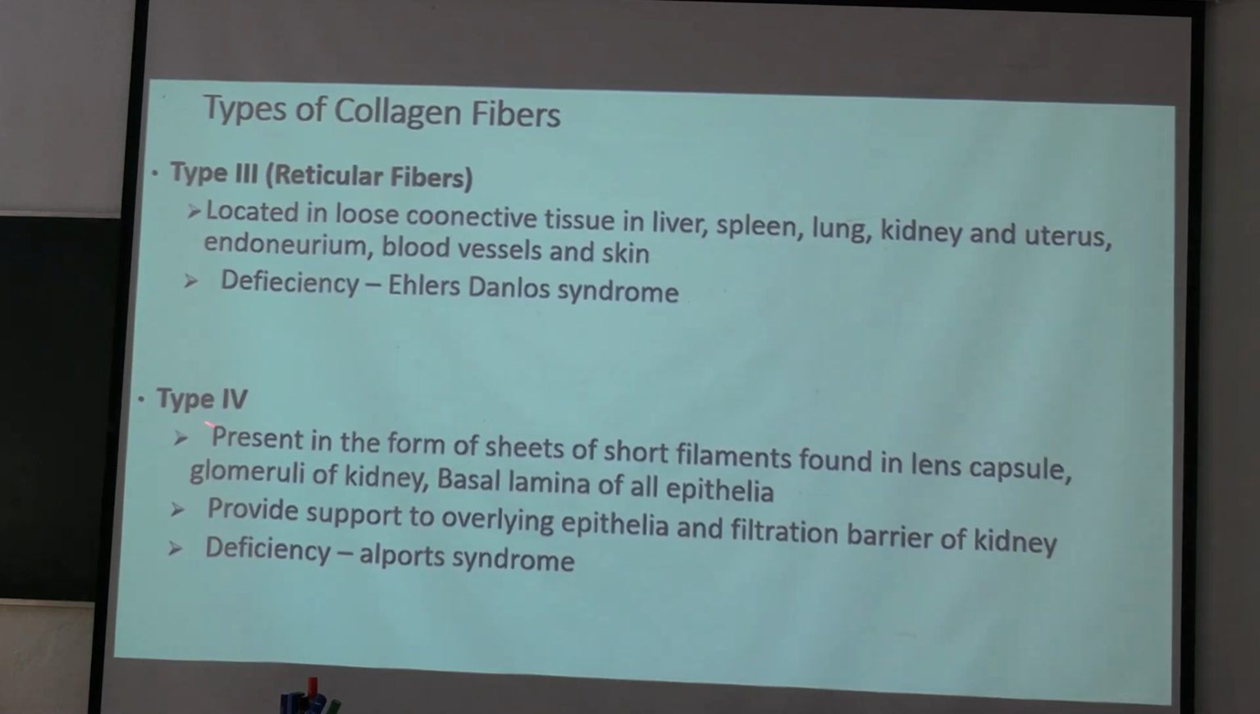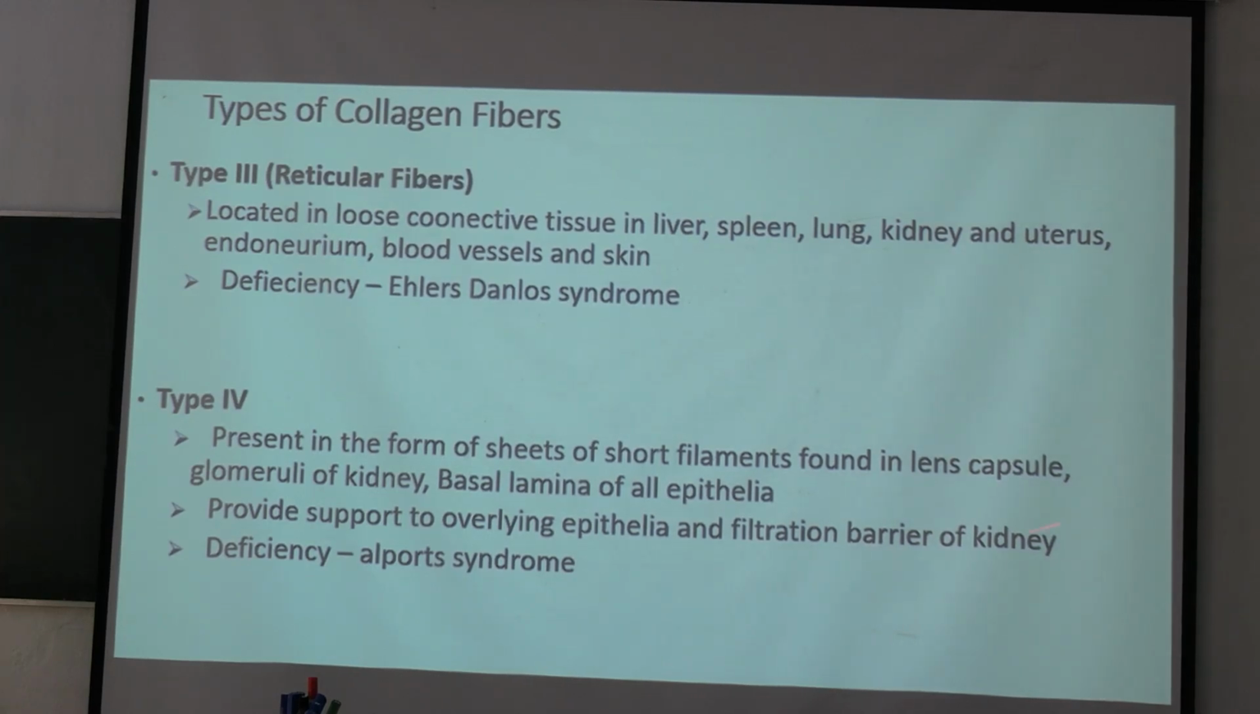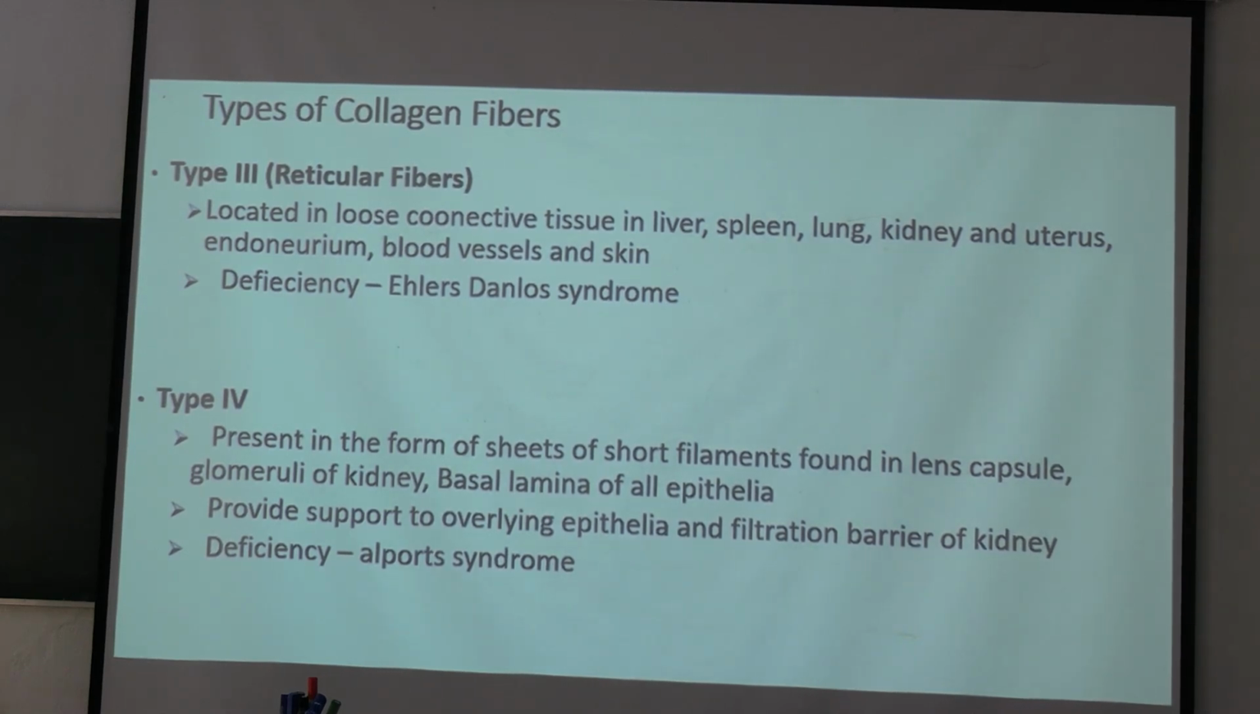Next we go to type 4, present in the form of sheets of short filaments found in the lens capsule, glomeruli of kidney and basal lamina of all the epithelia. So these locations of the first 5 types you remember, it is important for your viva and MCQ. It provides support to overlying epithelia and a filtration barrier for the kidney. Its deficiency leads to Alport's syndrome.